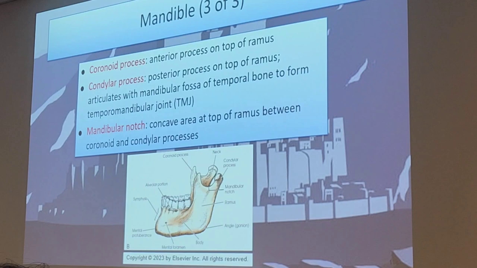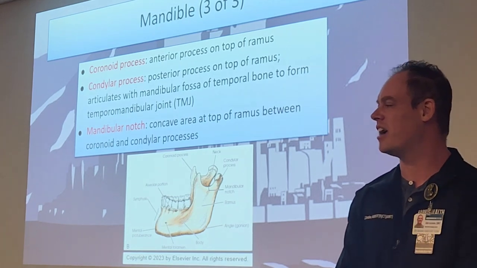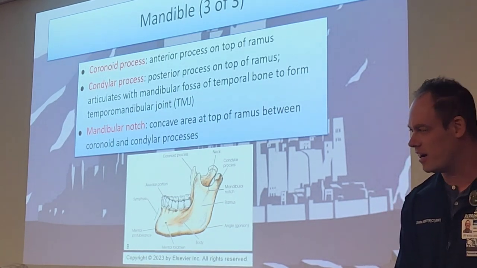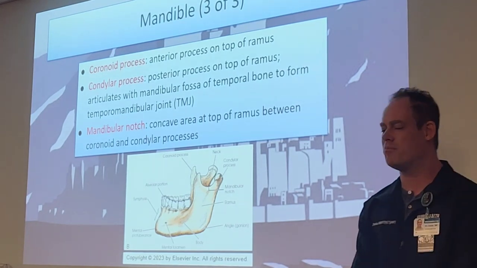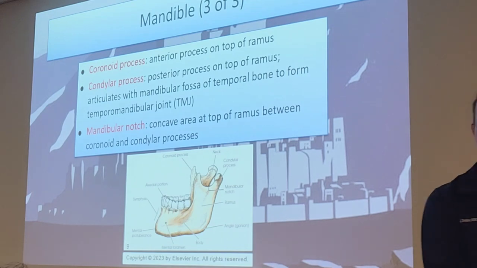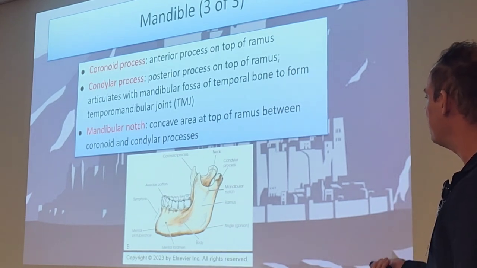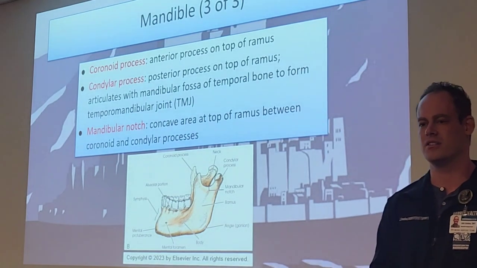All right, there's the last bit of anatomy that we just reviewed. There's that coronoid process, the anterior one on top of the ramus, and the condylar process, which is also called the mandibular condyle or condyloid process. That's what goes up into the temporal bone to form the TMJ joint. And of course, the mandibular notch, the concave area on top of the ramus between the coronoid and condylar processes.